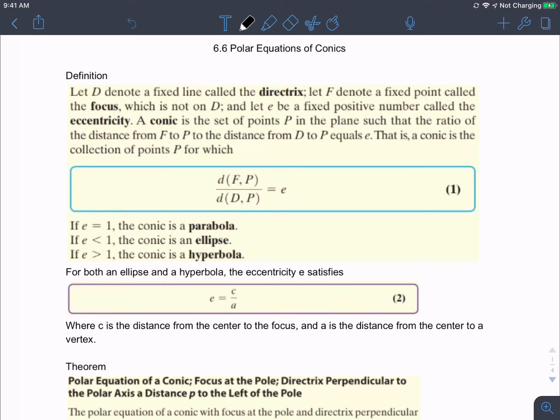And one of the interesting things about this is if it equals 1, we have a parabola. If it's less than 1, we have an ellipse. And then if it's greater than 1, what we end up with is a hyperbola. Another way to find the eccentricity is by using the ratio of the distance from the center to the focus and the distance from the center to the vertex. And that's our C and our A from the previous sections that we've used. This is going to be very, very useful. So you'll see me using this quite a bit during the examples today.